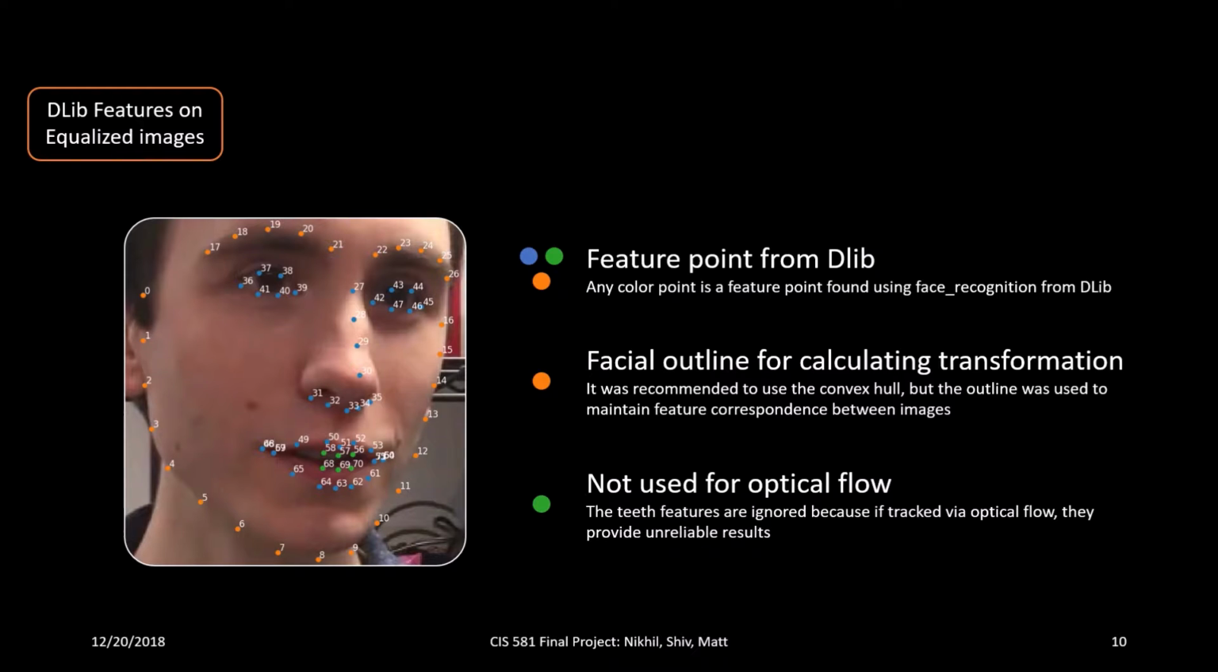So specifically for the dlib features that are found, these are features that are numbered so that correspondence can be ensured. We used the outline of the face for warping, which you'll see later, and then the green features you see in the image are ones we did not use for optical flow because they proved to be too unreliable.